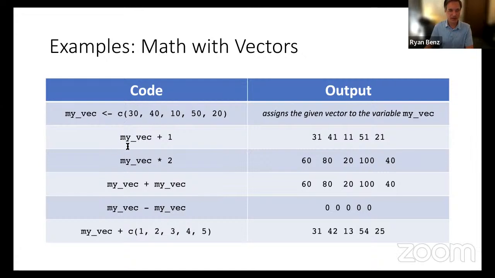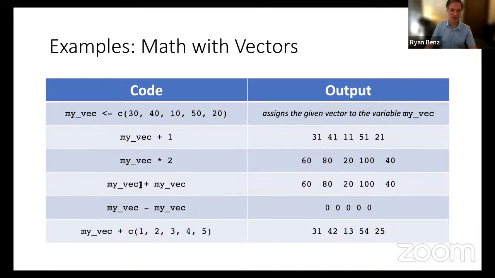Then we can write this code, myVec plus 1. This is the output here, and I think you could probably guess what just happened. It added 1 to every entry here in the vector. So the output became 31, 41, and so on. We can do multiplication. So maybe we want to multiply everything by 2, and we can do that, no problem. As I mentioned, these are examples of using a vector with a single number on the other side.